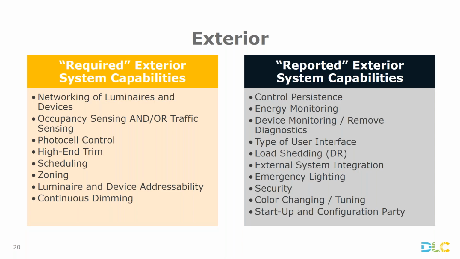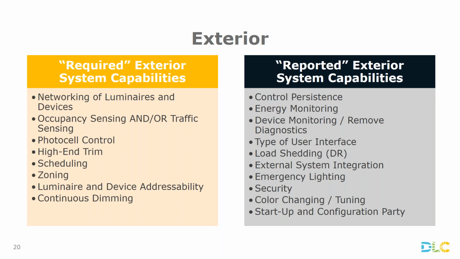And what happens on the exterior side is some of these capabilities for interior don't actually apply, and we've done some shifting things around. So on the exterior side, again, we require systems to be networked. For control strategies, we require either occupancy sensing for people or traffic sensing for vehicles. We'll talk about what those mean. We require high-end trim like we do with interior, but there's a change here where we require scheduling on exterior, something we don't require with interior. It's a more important and common control strategy with exterior.